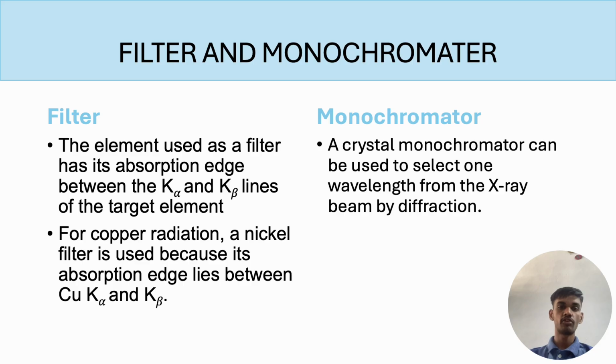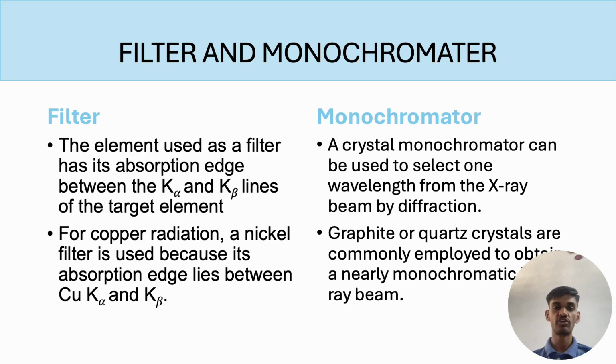A crystal monochromator can be used to select one wavelength from the X-ray beam by diffraction, and it acts like a diffraction grating, like a prism that separates out all the various wavelengths at different angles. It is then easy to select only those X-rays that diffract off the grating at a certain angle. The resulting X-ray beam will be monochromatic. Graphite or quartz crystals are commonly employed to get a nearly monochromatic X-ray beam.